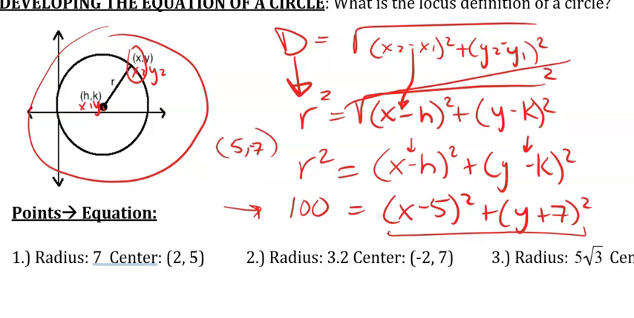Does anybody have any questions about why this would mean 5, negative 7? Next, we have a 100 here, which is representing the radius if it was squared. So what would be the radius of this circle? If 100 represents the radius after it's been squared, then what is the actual radius? 10. There you go.